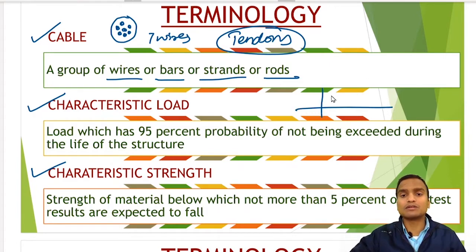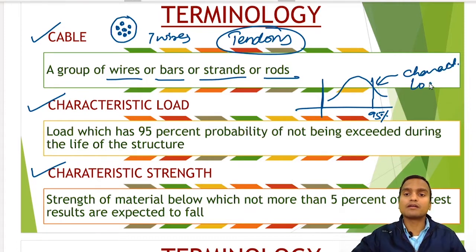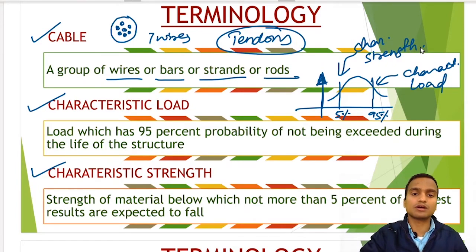They are represented on the normal distribution curve like this, and when we take 95% probability, then it becomes the characteristic load, and when we take 5% probability, then it becomes characteristic strength. Of course, the y-axis has to be different in both the curves. In one case it will be load, and in another case it will be strength. So this is how we represent characteristic load and characteristic strength on the normal distribution curve.